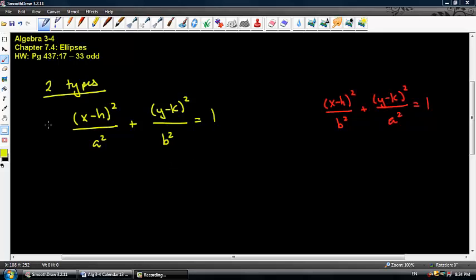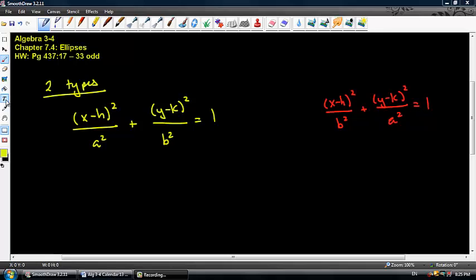There are two general forms of the ellipse, which is (x minus h) quantity squared over a squared plus (y minus k) squared over b squared equals 1. The other one is very, very subtly different. It's (x minus h) quantity squared, same as the last, over b squared this time, plus (y minus k) quantity squared over a squared equals 1.